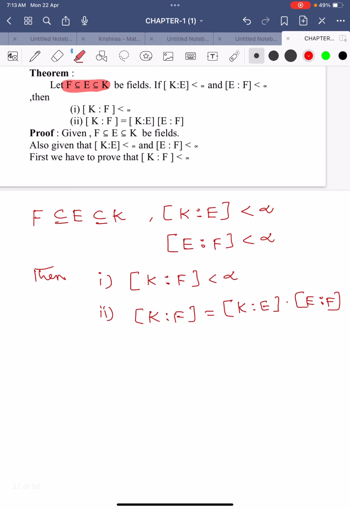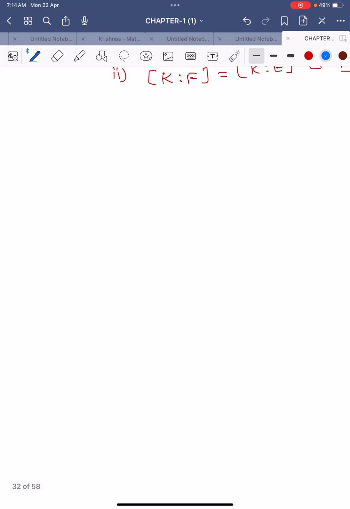Given that F is a subset of E and E is a subset of K, and the dimension of K over E is less than infinity, and the dimension of E over F is less than infinity. We have to prove two conditions: the dimension of K over F is less than infinity, and the dimension of K over F is equal to the dimension of K over E into the dimension of E over F. So let us start. Since the dimension of K over E is less than infinity, what does it mean? K is a finite extension of the field E.